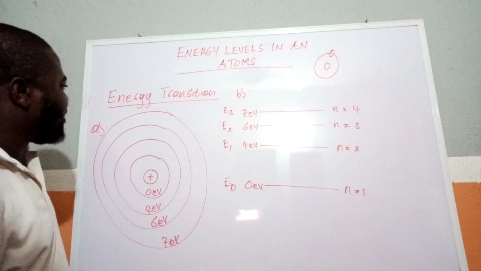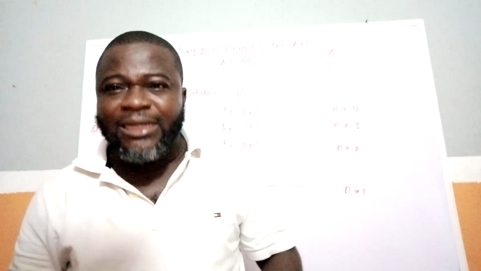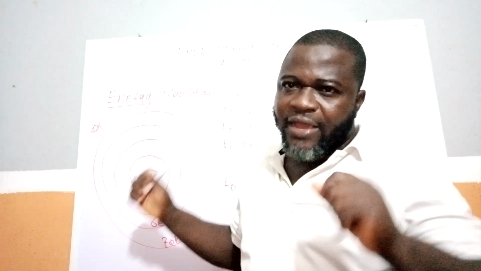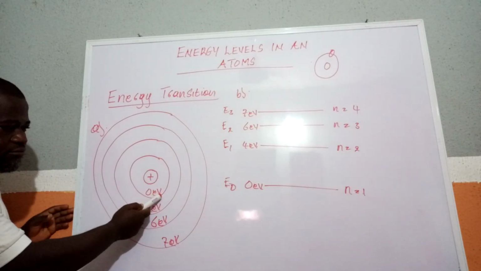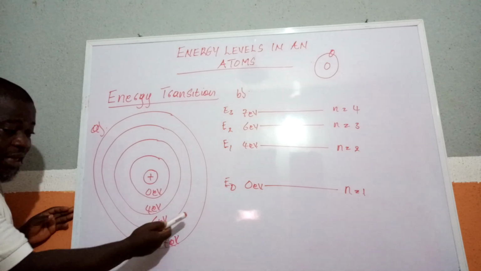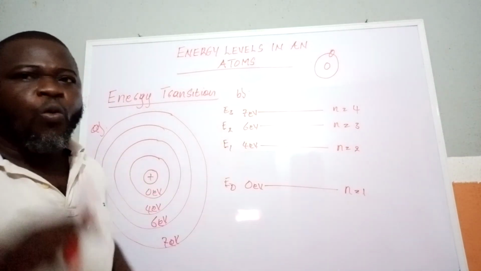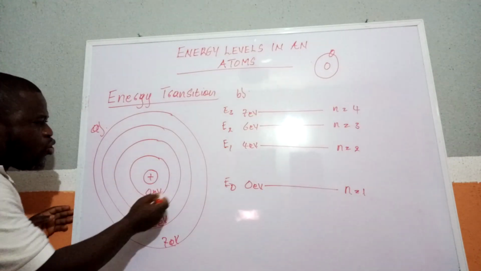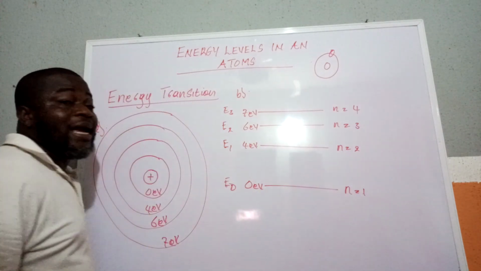If you look at this, that is what we call energy level, with the help of Max Planck. You can see some figures here: 0 electron volts, 4 electron volts, 6 electron volts, 7 electron volts. What they are saying in essence is that this line also represents an energy shell.